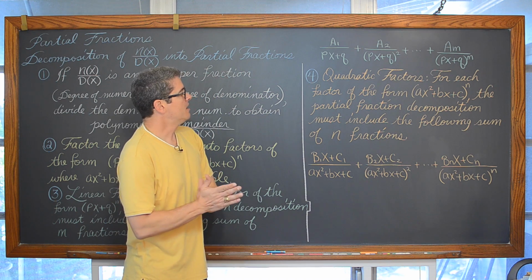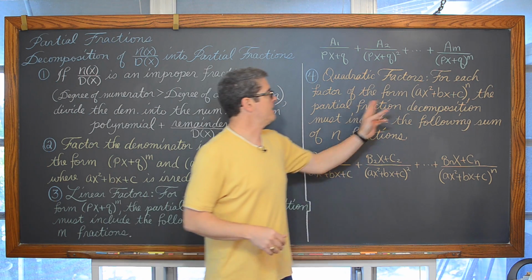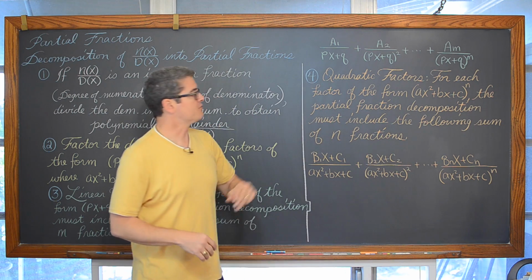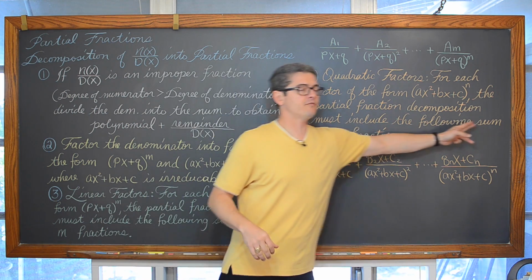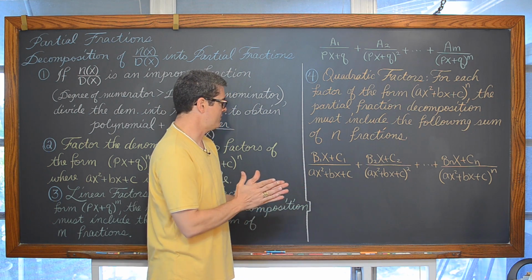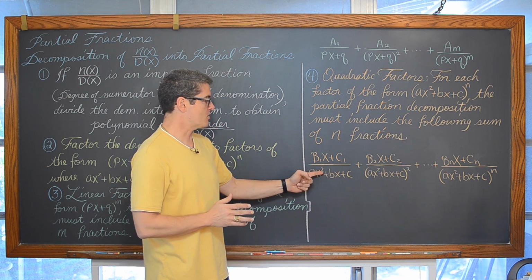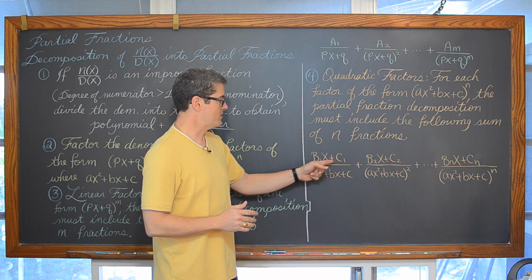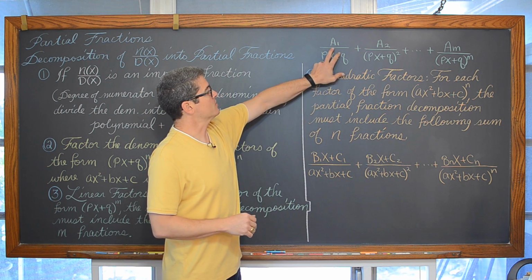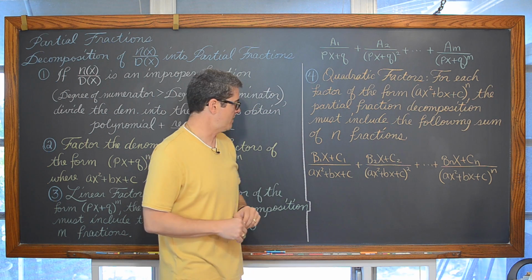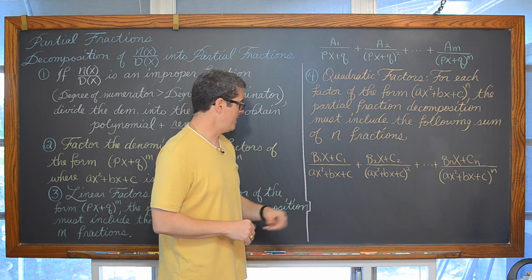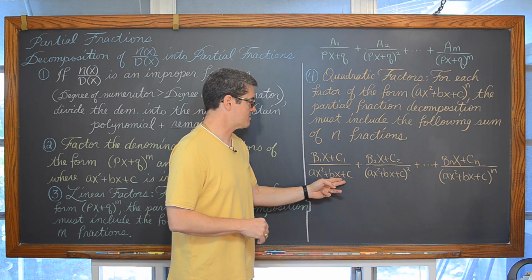Quadratic factors: for each factor of the form ax squared plus bx plus c to the n power, the partial fraction decomposition must include the following sum of n fractions. Now another thing we want to get out of here is if our factor is a quadratic, then we're going to have a linear expression above it. If our factor is a linear factor, then we'll have a constant above it. So we have b sub 1 times x plus c sub 1 over ax squared plus bx plus c.